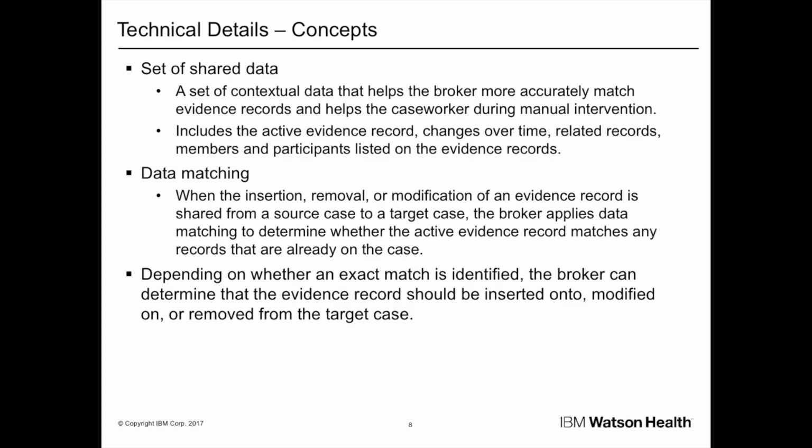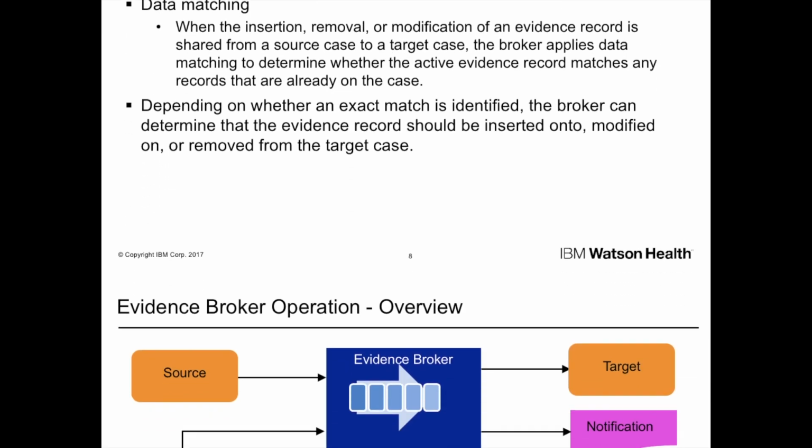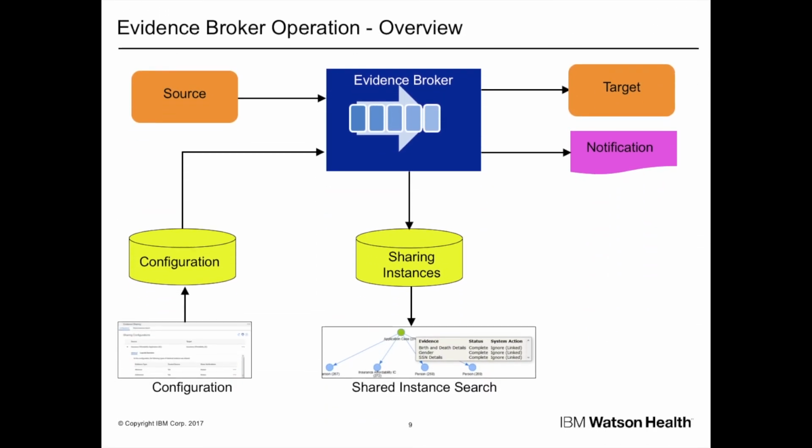Depending on whether an exact match is identified, the broker can determine that the evidence record should be inserted onto, modified on, or removed from the target case. Depending on the situation, the recommended action could be not to share the evidence or present the evidence to the caseworker for manual intervention. Now let's take a look at how the evidence broker operates.